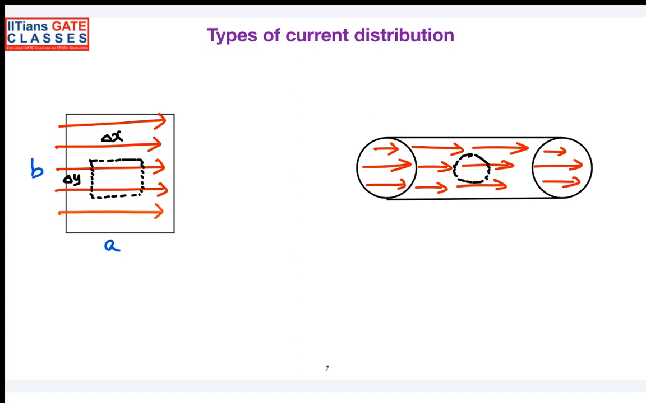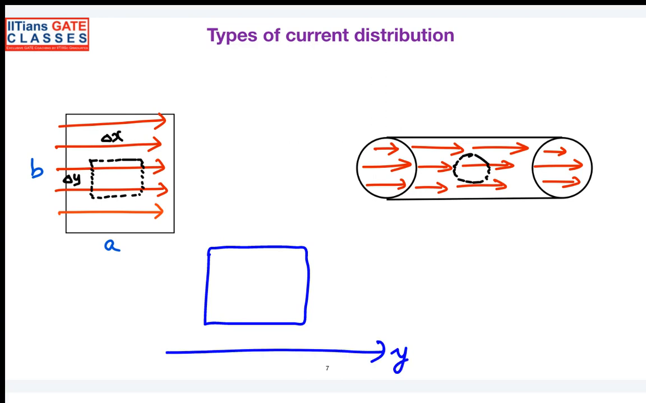Yeah. Let me give an example for this. Assume that there is a sheet of current which is located in the YZ plane. The sheet has dimensions of 10 meters along the Y direction and 5 meters along the Z direction. The current is flowing in this direction, and the current density I have given as 20 ampere per meter.